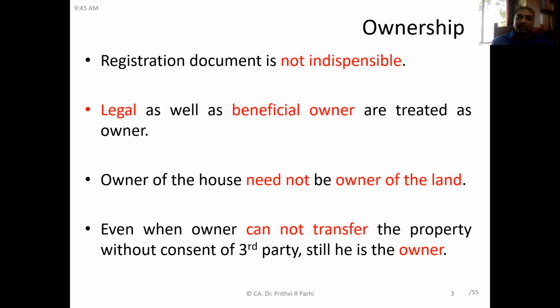But still, he will be considered as an owner. He cannot argue in a court of law that, you see, I cannot transfer the property without his consent, therefore I am not the full owner. Since I am not the owner, I should not be paying tax. This kind of argument will not be accepted.